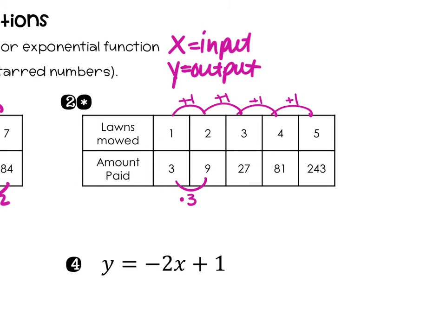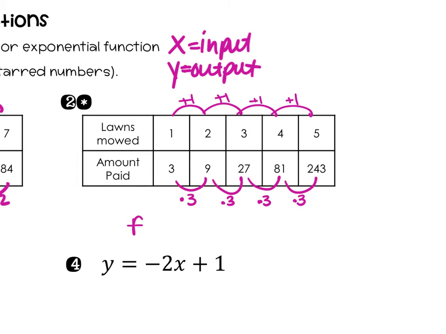That's going to be times 3. I'm going to write with a dot this time. Okay, so now we need to check. So 9 times 3, does that work? Yes. 27 times 3 is 81. 81 times 3 is 243. Okay, so this one would be our exponential.